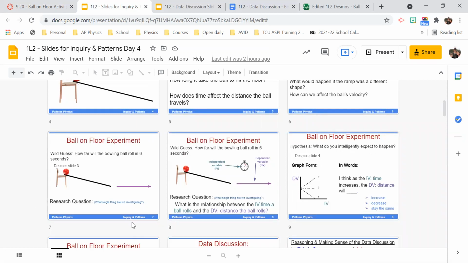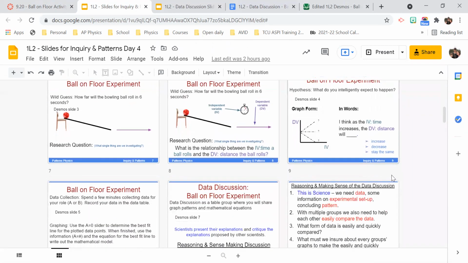And we're going to guess that based on the information you get from your graph. So our independent variable is going to be time, and the dependent variable is going to be how far that object rolls, or how far that bowling ball rolls. So what do we intelligently think is going to happen? I think as time increases, the distance is going to what? Increase? Do you think the distance is going to decrease, or is the distance going to stay the same as that object continues to travel? So you can take a minute, pause the video, and think about that.